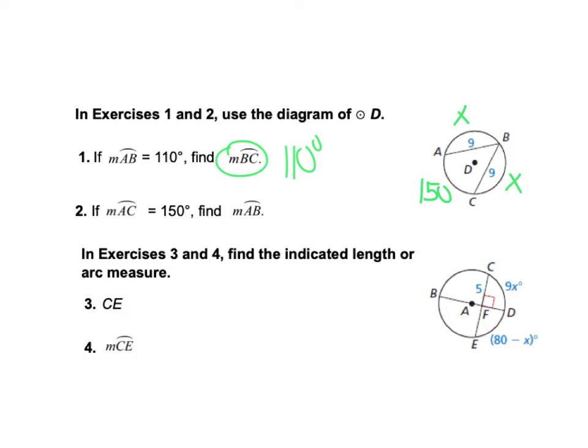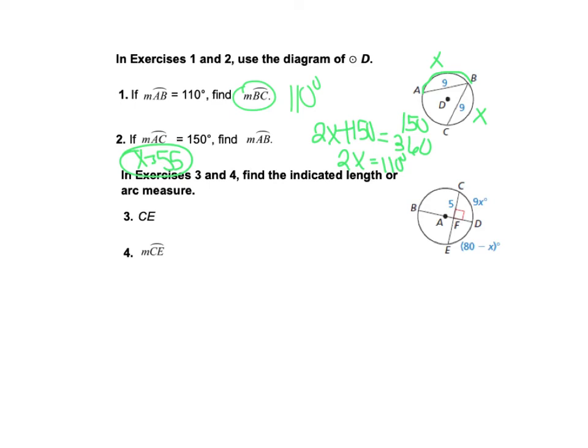So we know that those two are the same. So I would have 2x plus 150 equals 360. If I subtract 150 from both sides, I would get that 2x is 110, and x is going to equal 55 degrees. Now, 55 degrees is the measure of arc AB.